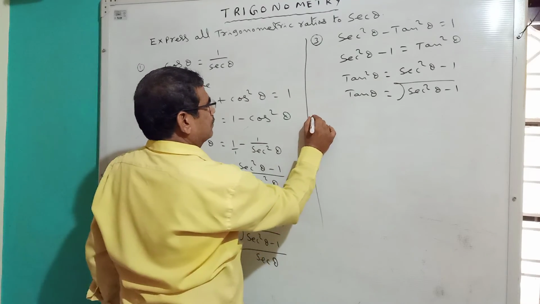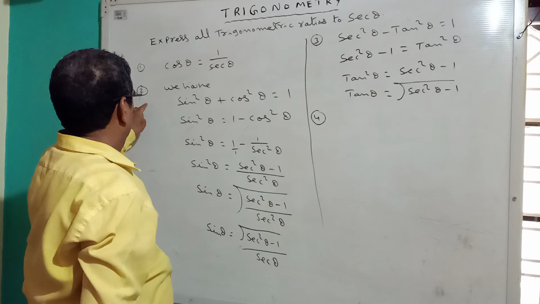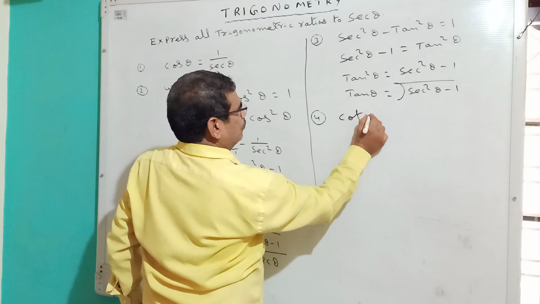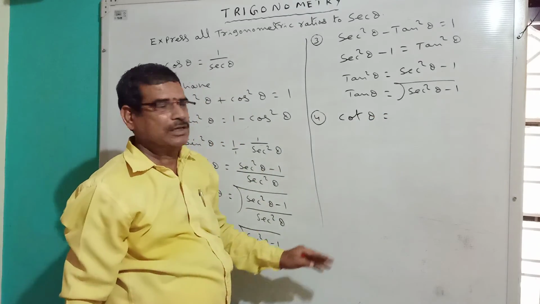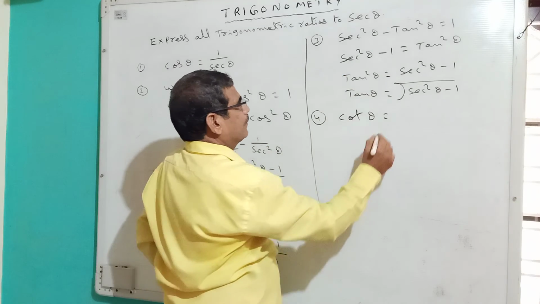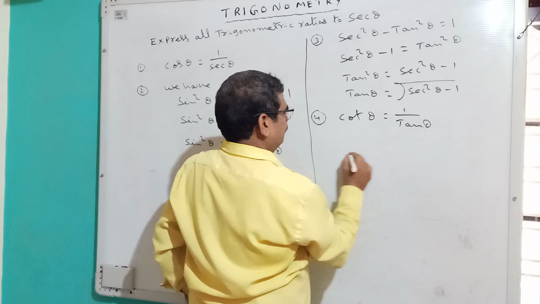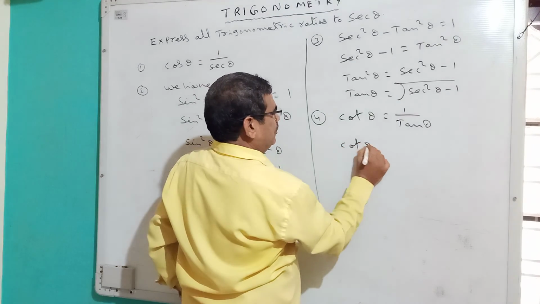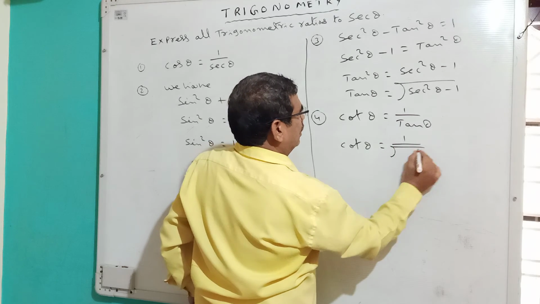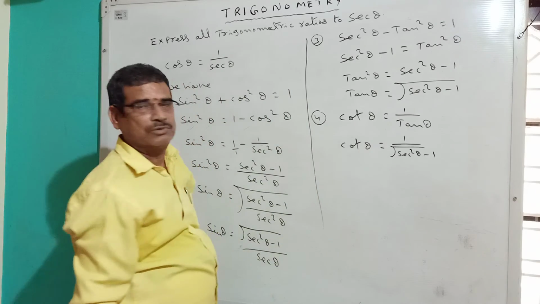Next, cot. 1, 2, 3, 4. Cot. Is there any connection to cot? Cot theta is the inverse of tan theta. So 1 by tan theta. Cot theta is equal to 1 by tan theta, which means 1 by root of secant square theta minus 1. So this is also over.